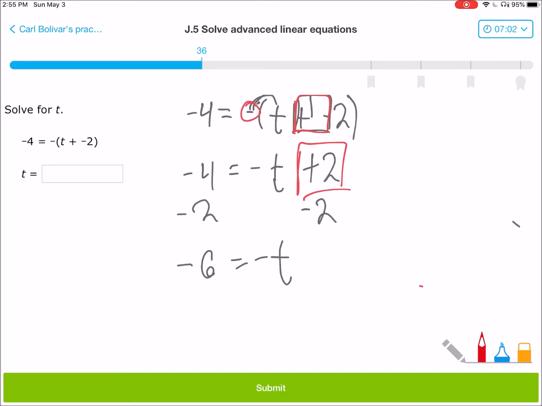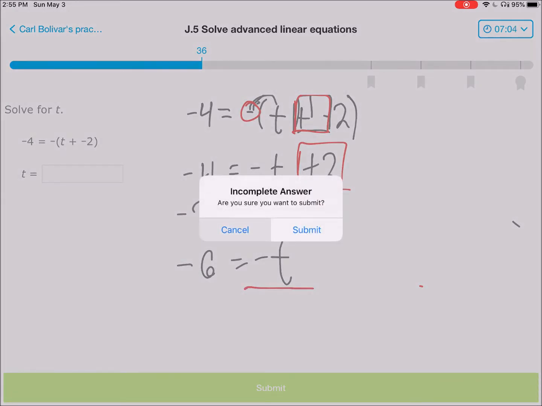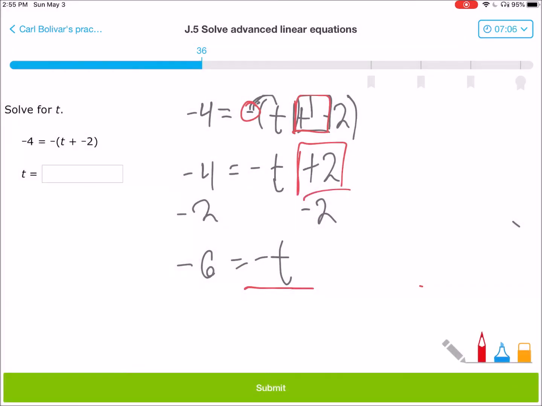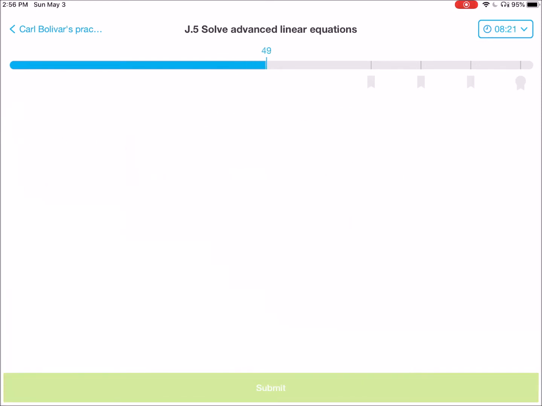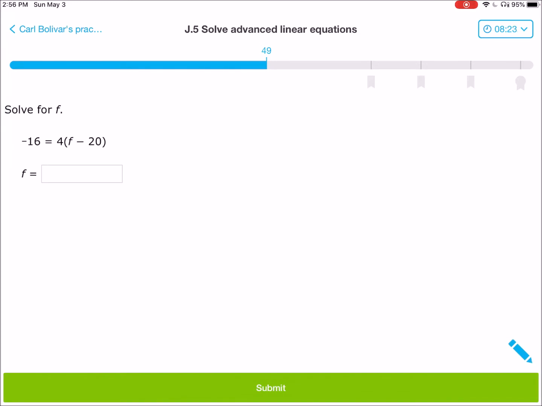Now let's divide by a negative and divide by a negative on each side. Let's put 1 as our answer. Wonderful. Alright, now we have another one of these questions.